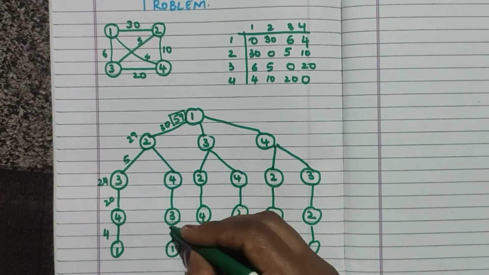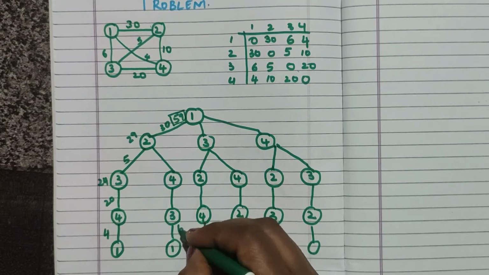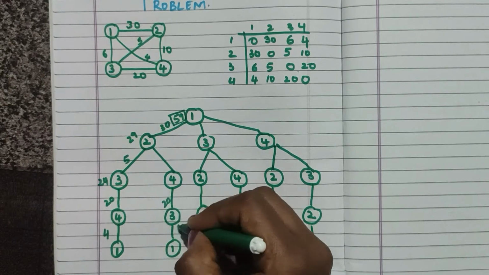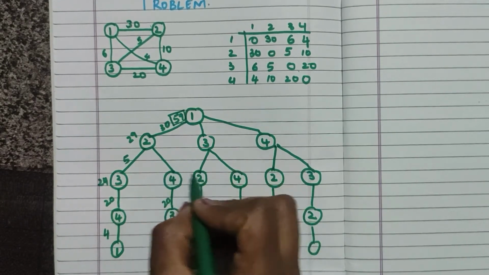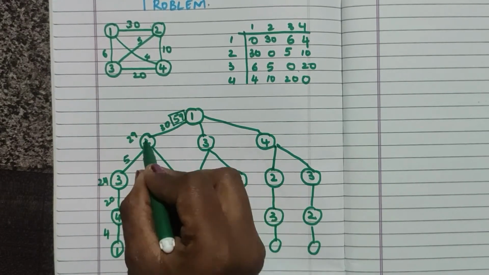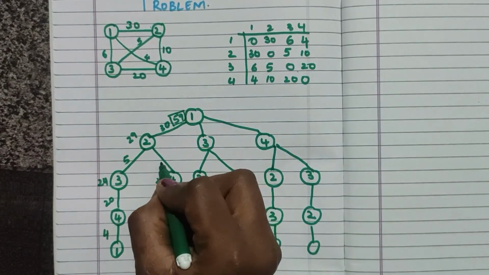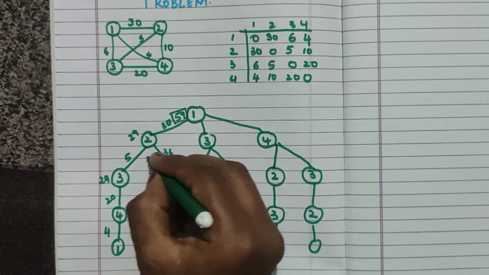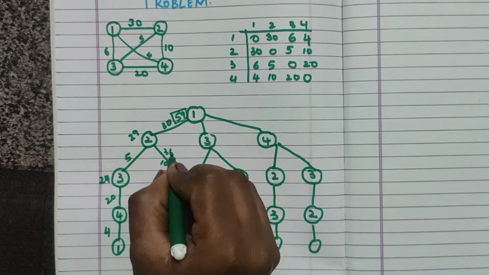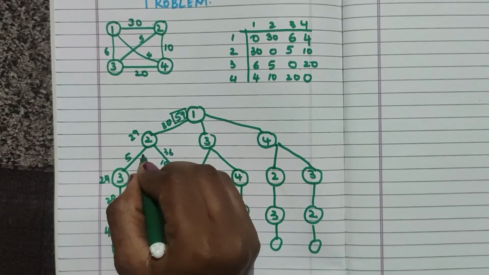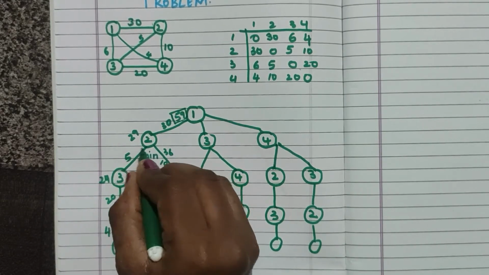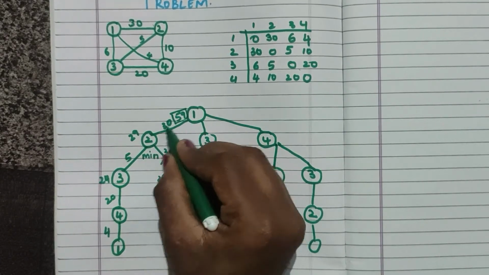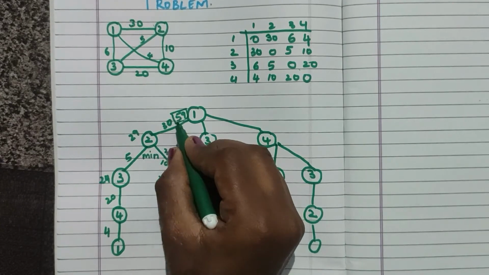Now let's find out for this. 3 to 1 is 6 and 4 to 3 is 20. Add both the values and you get 26. So I'll write 26 here. Now 2 to 4, the value is 10. Add this and I get 36. So now you have got 29 here and 36 here. Now you have to find which is the minimum value. The minimum value is 29. So I added this 29 with this path's value, 30, and got the value 59.